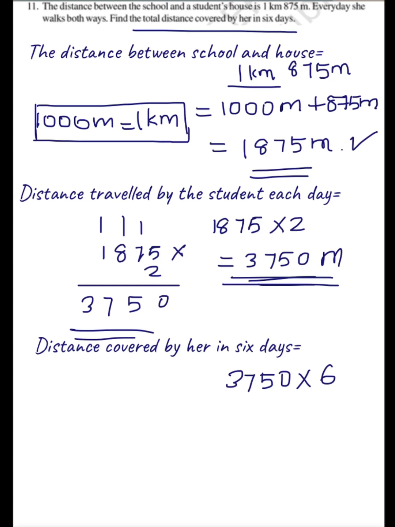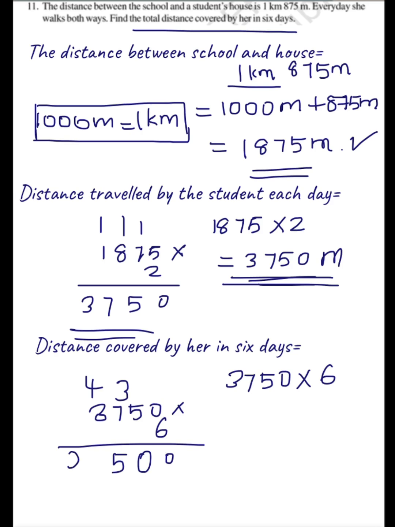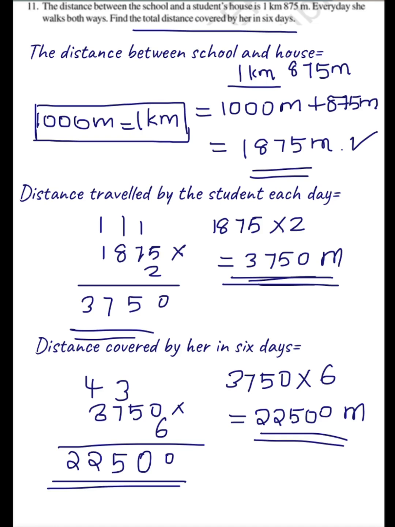So let's do it. 3750 into 6. 0 into 6 is 0. 5 into 6 is 30. Carry 3. 7 into 6 is 42. 42 plus 3 is 45. Carry 4. 3 into 6 is 18. 18 plus 4 is 22. So 22,500. Okay, so the answer will be 22,500 meter. Okay, distance covered by her in 6 days is equal to 22,500 meter.